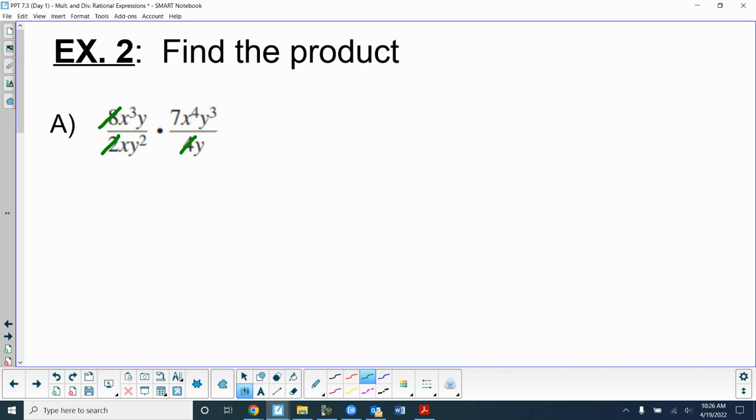All right, now how many x's do you see up top? 7. How many x's in the bottom? 1. So that means how many are up top? 6 of them. The only other number I see is that 7, so that stays up top. 2 times 4 is 8. So the 8 in the top and 8 in the bottom cancel each other out. Makes it a 1. Okay.